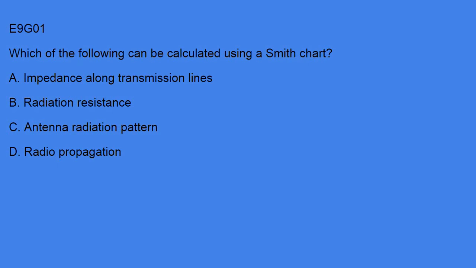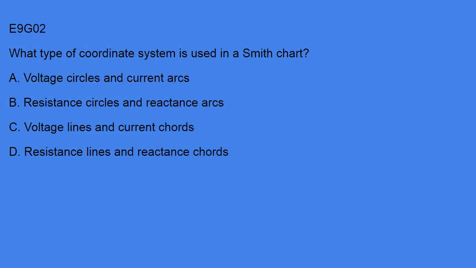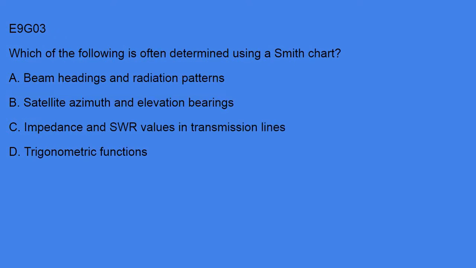E9G, the Smith chart. E9G01, which of the following can be calculated using a Smith chart? Impedance along transmission lines. E9G02, what type of coordinate system is used in a Smith chart? Resistance circles and reactance arcs.